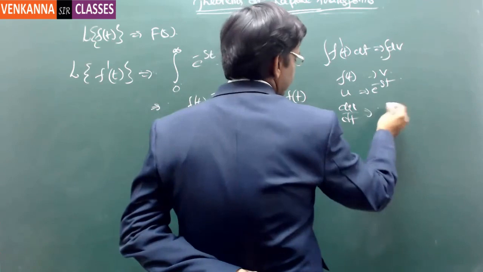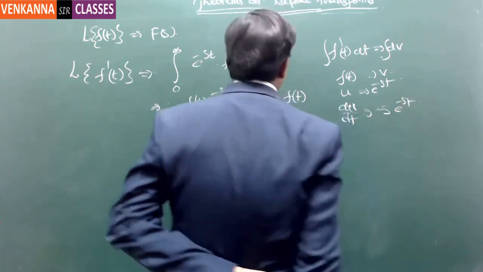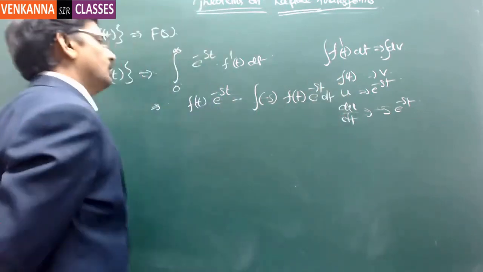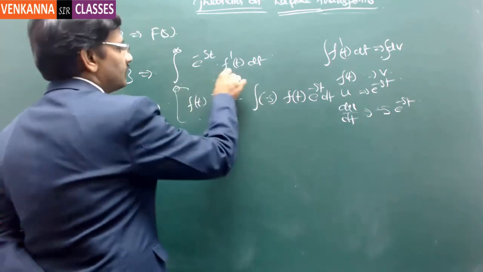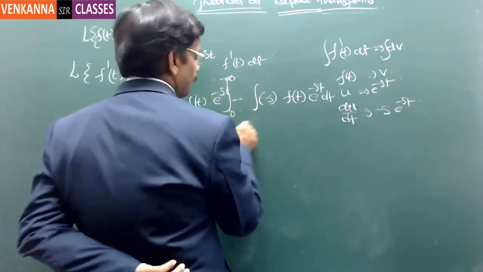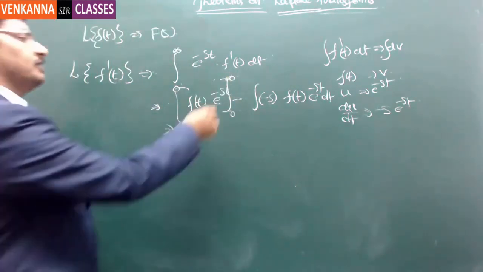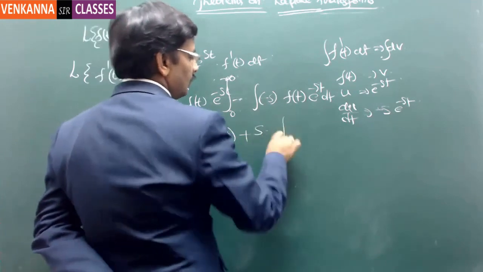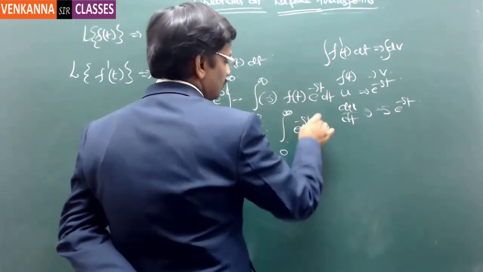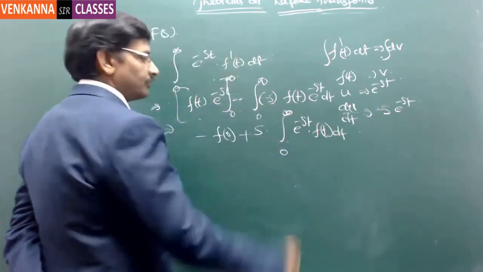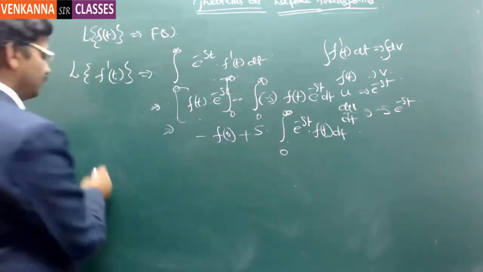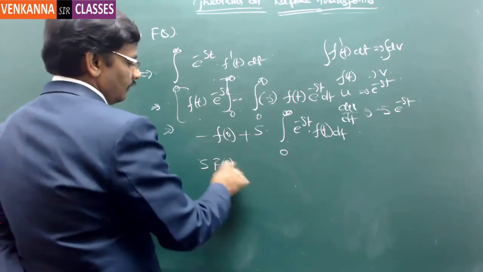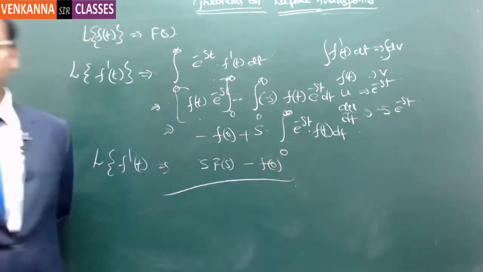minus s into e power minus st. So this is minus s into e power minus st dt. Now the upper limit is infinity and the lower limit is 0. If you substitute t equal to infinity, this will be 0, and the lower limit gives minus f of 0. Minus into minus is plus s into integral 0 to infinity e power minus st into f of t dt. This is the Laplace transform of f of t, so the Laplace transform of f dash of t is equal to s into f of s minus f of 0. This is the Laplace transform of the derivative of any function.